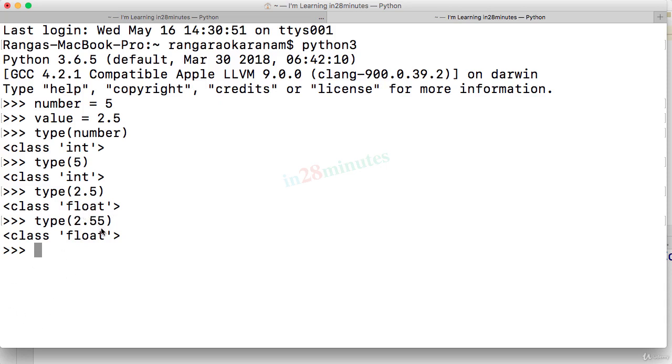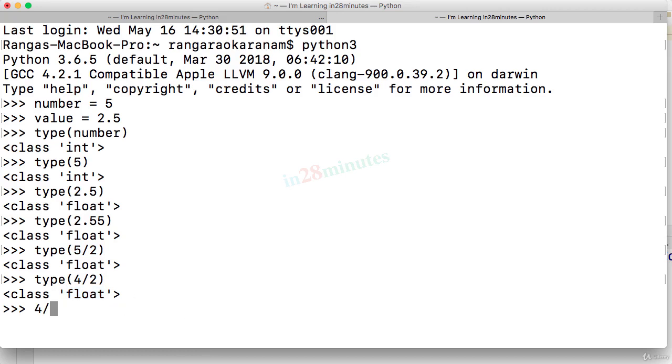So these are floats. When you perform an operation between two integers, there is a chance that the result of the operation is a float. So you can see 5 by 2, what is the result? It's 2.5. If I do 4 by 2, even then it's of type float. So if you do a division operation between two ints, what is the result? The result is a float value. I can type in 4 by 2 and you can see the result. The result is 2.0, which is a float.